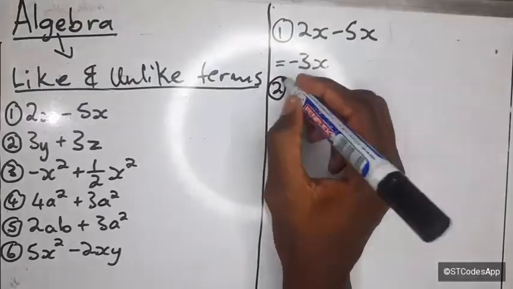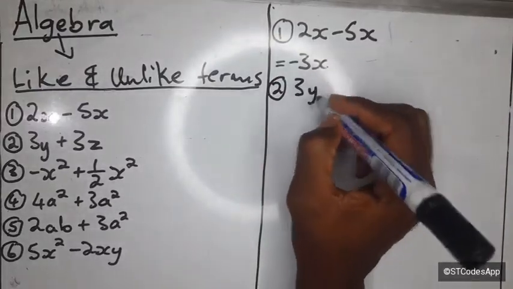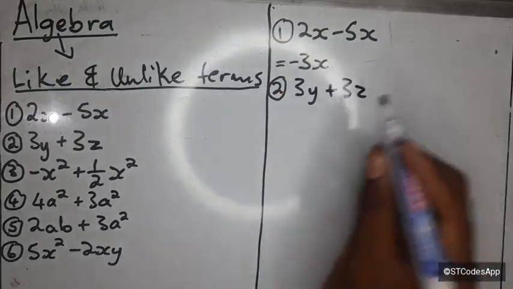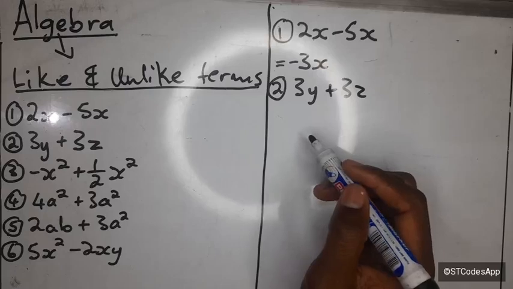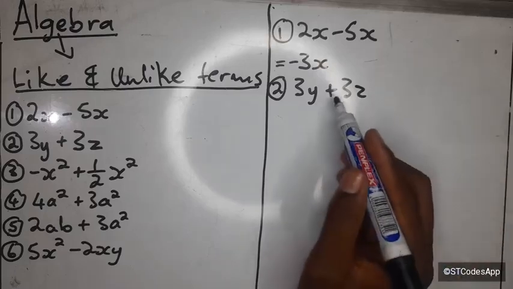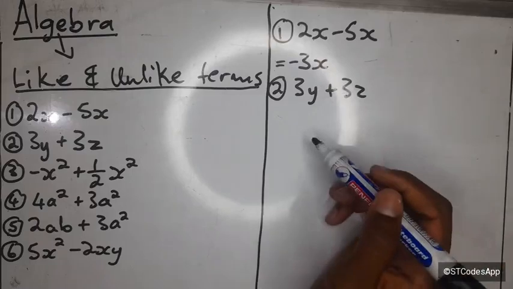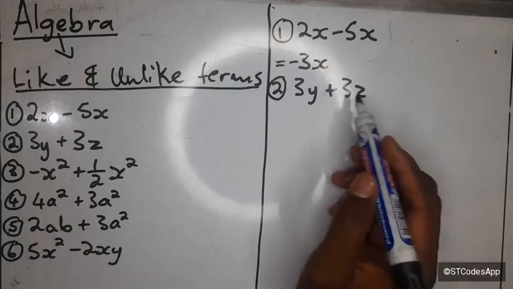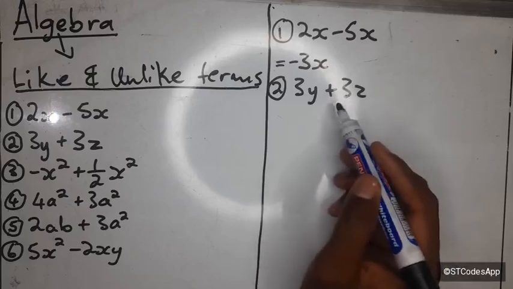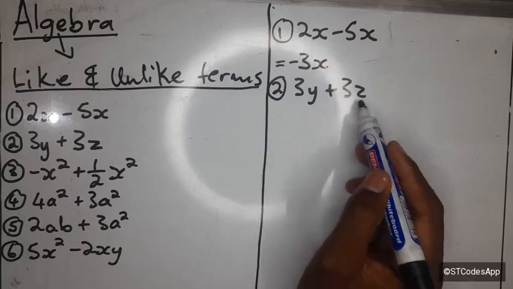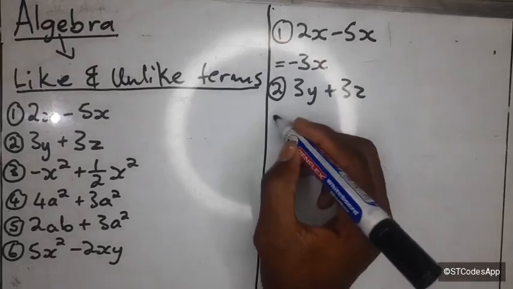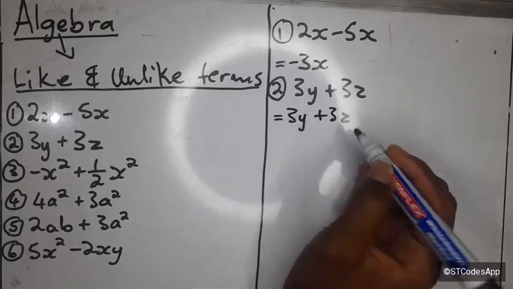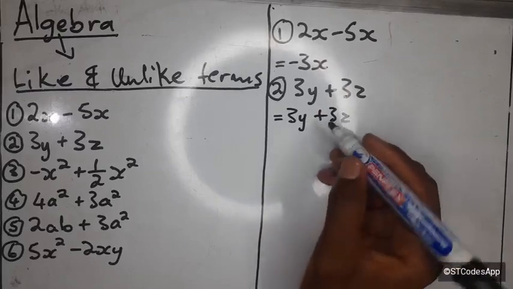Number 2: 3y plus 3z. Are these like terms? Definitely not, and they're terms because they're separated by a plus or a minus. They're not like terms because they do not end in the same way. This ends with a y, that ends with a z. And so the answer will remain 3y plus 3z. There is nothing we can do with them.